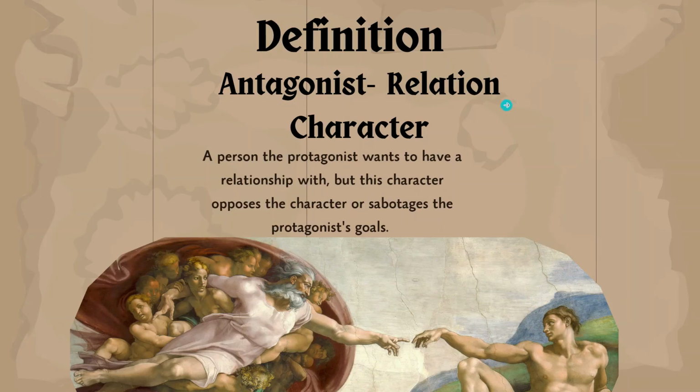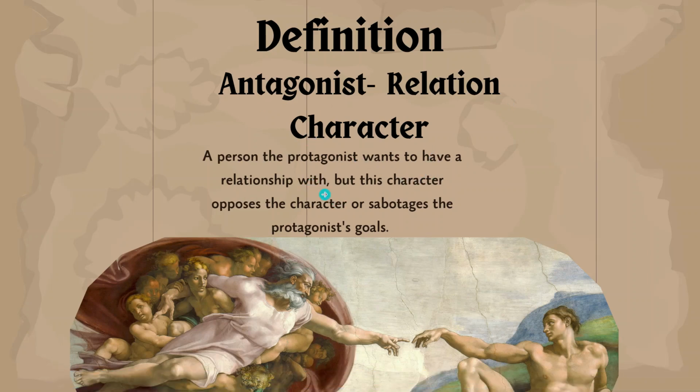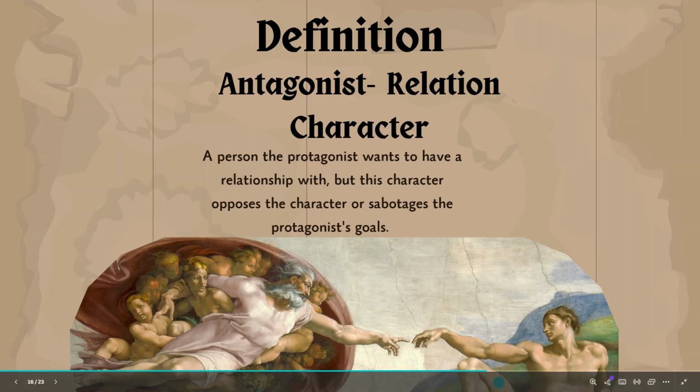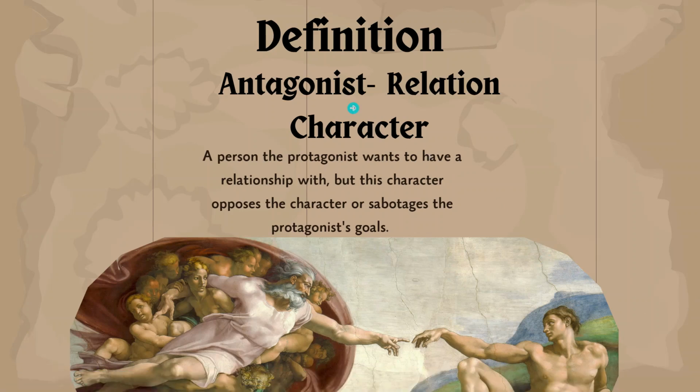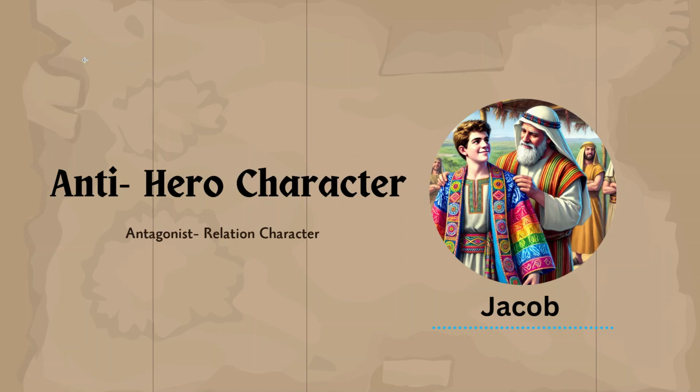Definitions: antagonist relationship character, a person that the protagonist wants to have a relationship with, but this character opposes the protagonist or sabotages the protagonist's goal. And the best example of that in the Bible, of course, is Adam and his seed and his children, which is us. Basically, humanity is an antagonist in relationship to God. God wants a relationship with us, but we're giving him a hard time. An anti-hero or antagonist relationship character, like Jacob, is when they love each other but they go against each other. This is the idea of it.